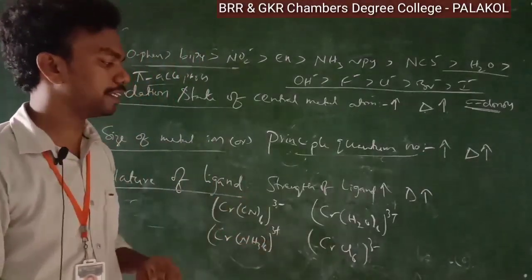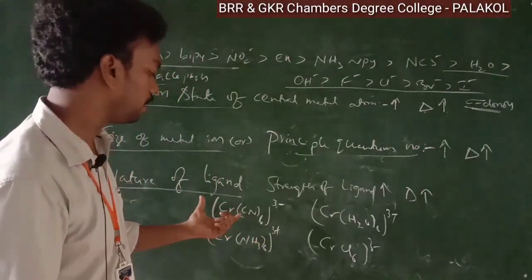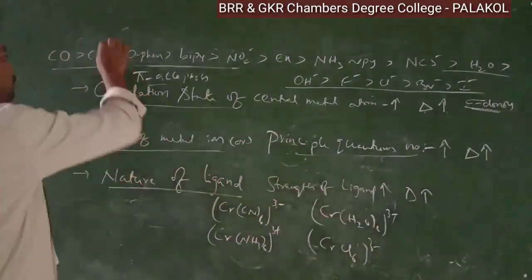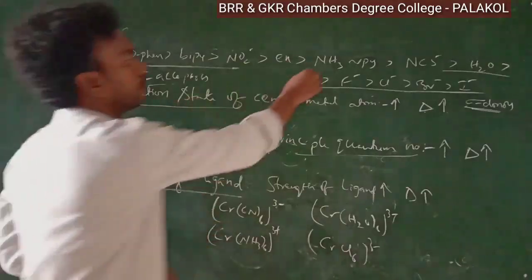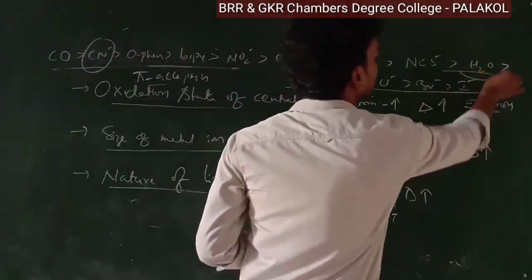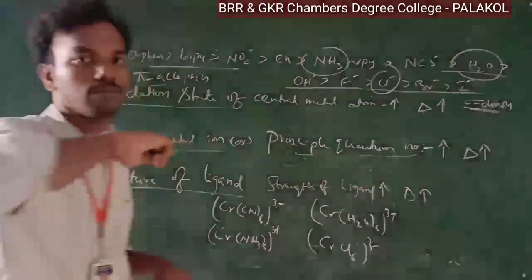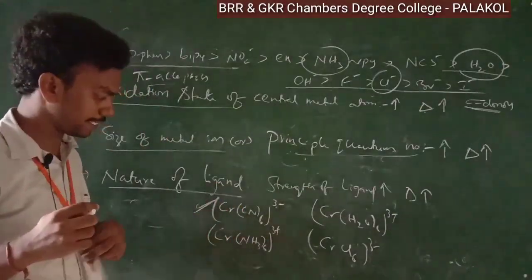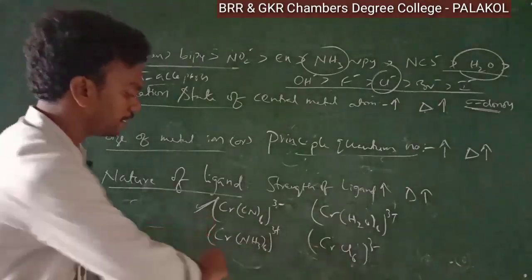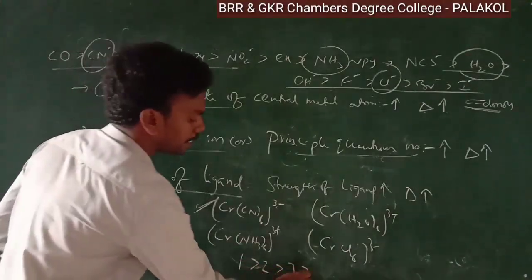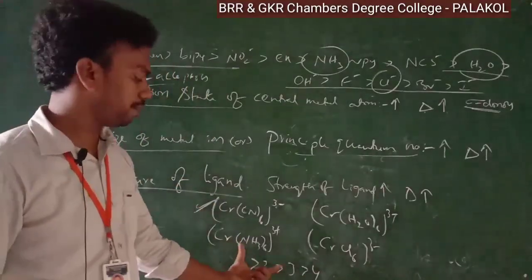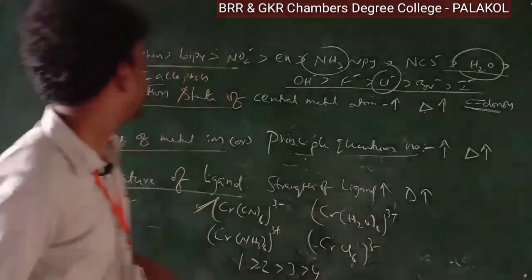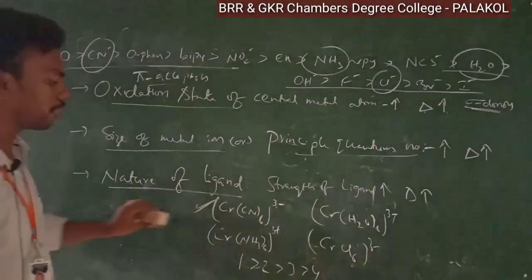Now which one has higher CFSE? If you compare the strength of these ligands using the spectrochemical series, cyanide comes first, and then ammonia, and then water, and then Cl. So the first complex I have written has the higher CFSE, and then the next. So 1 is greater than 2, greater than 3, greater than 4. This is the order of the CFSE when you compare the strength of ligands. This is the third factor. Now coming to the fourth factor.